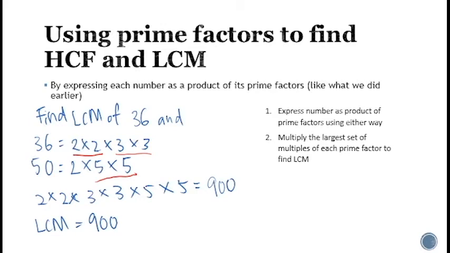So it means for 36, you got 2 times 2, but for 50, that's only 1, 2. So you take 2 times 2 instead of 2 only. But be careful, you do not multiply 2 times 2 times 2 instead. You only take the largest set from one of the given numbers, not all of the prime factors.